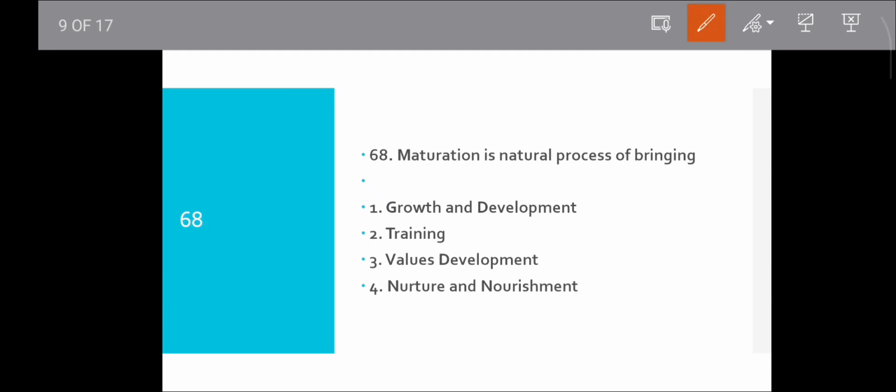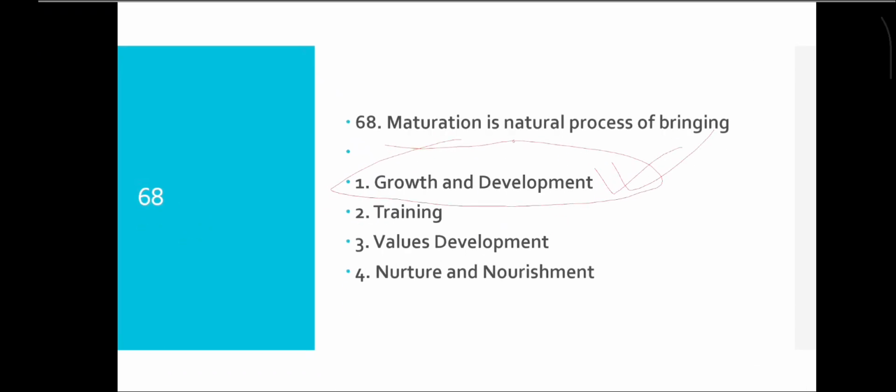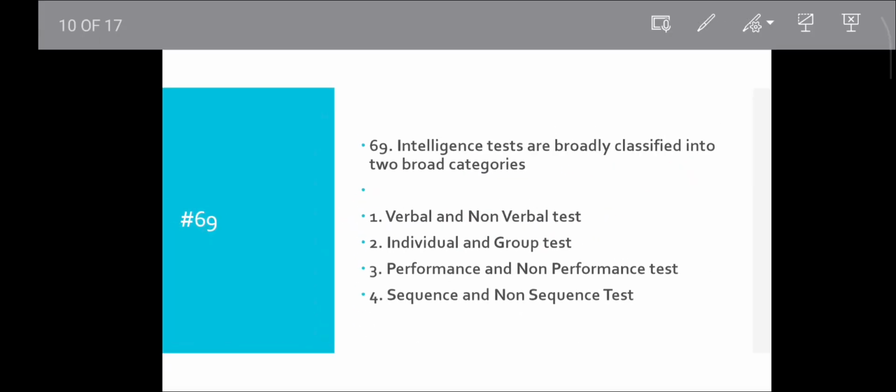Question number 68. Maturation is a natural process bringing what? Growth and development, training, values development, nurture and nourishment. Which will be the correct answer? Maturation refers to biological change leading to growth and development without training. So maturation is related to growth and development. So growth and development will be the correct answer. Then move to the next question.